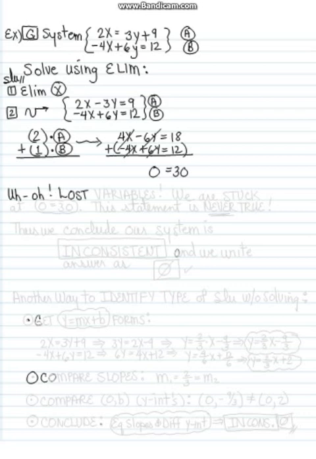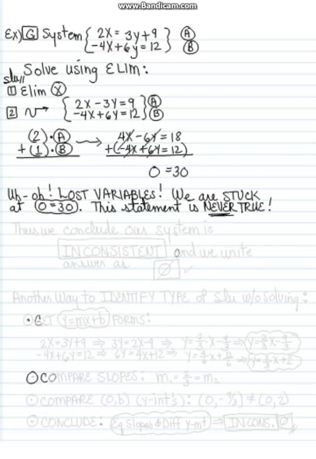Uh-oh, lost my variable. That means I'm stuck. I can't go any further. I can't solve for x or y. They're gone. So we are stuck. Where are we stuck? That's what's important. We're stuck at 0 equals 30. Now that statement, 0 equals 30, is never true. I'm just making an observation here. I got stuck, lost all my variables at a never true statement.